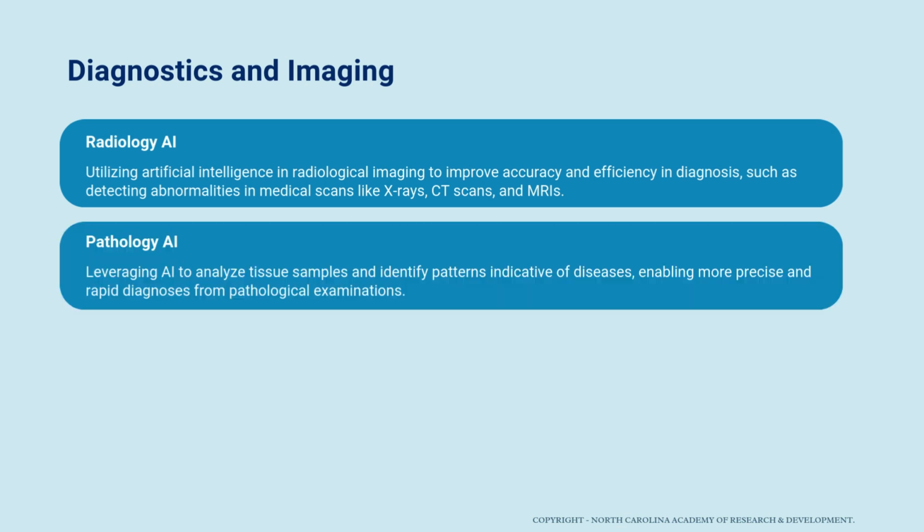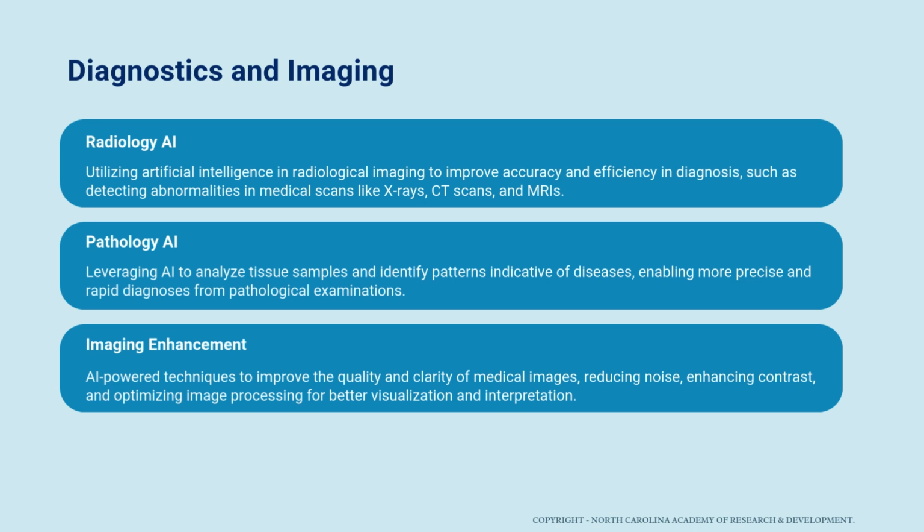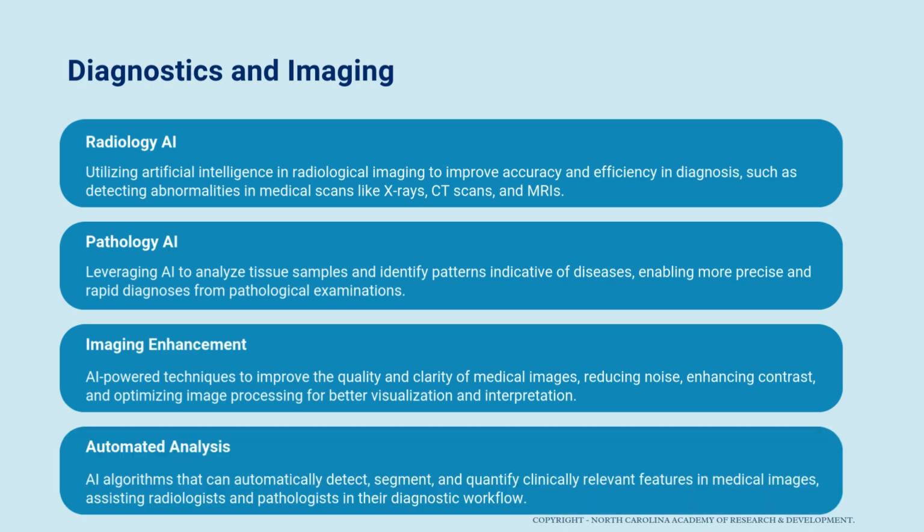Next up is pathology. Imagine using AI to scan biopsy slides and automatically spot cancerous cells with high precision. These tools are helping pathologists detect patterns in tissue samples faster and more accurately than ever before. Then, we move into imaging enhancement. Think about those ultrasound images that are often grainy or unclear. With AI, those images can be sharpened, noise reduced, and contrast improved, making it easier to visualize internal organs, even in challenging scenarios.